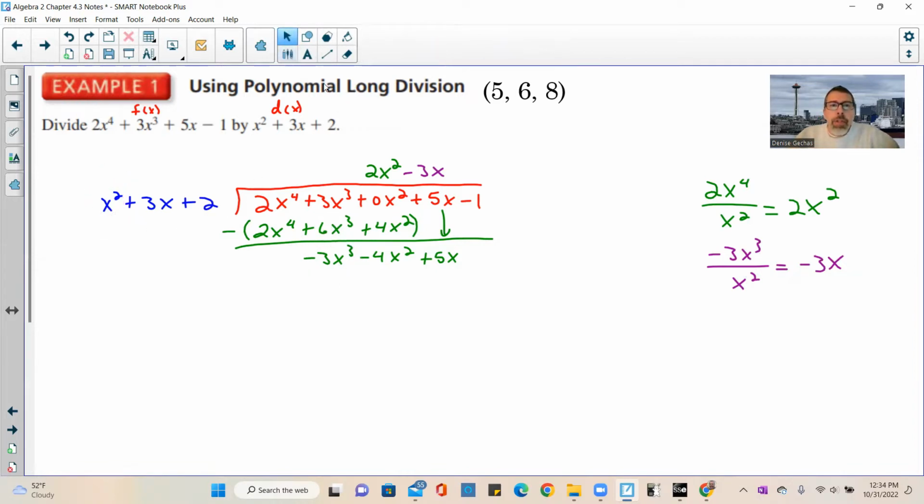Okay, and now we're going to multiply through everything. Negative 3x times x is negative 3x cubed. Negative times a positive is negative. Watch your signs. 3 times 3, 9. x times x, x squared. Negative times a positive, negative. 3 times 2, 6x. Bring down your minus 1.